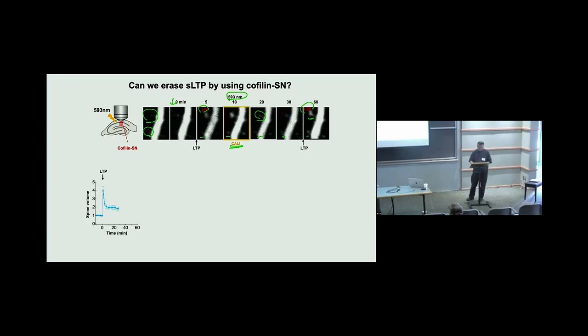By inducing LTP, you can see the spine expansion. But if you do CALI to activate Supernova, the dendritic spine volume goes away. And then we did LTP again, and we can see LTP once again in the same spine. So this rules out that there is any special damage to the dendritic spine.